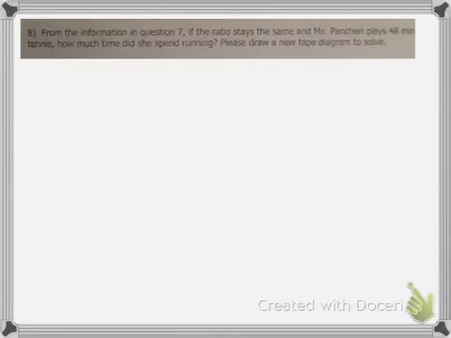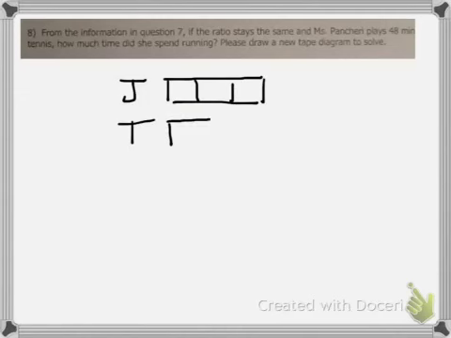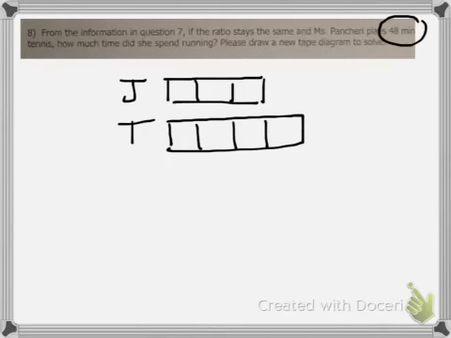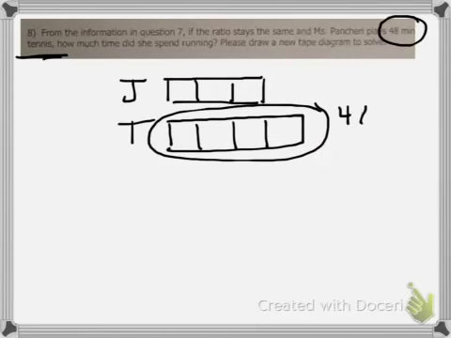Number 8. From the information from 7, meaning we're using the same ratio, 3 for jogging and 4 for tennis. Miss Pancheri plays 48 minutes of tennis. How much time did she spend running? So here's our tennis, which needs to represent the 48 minutes. And we have 4 boxes that we circled.